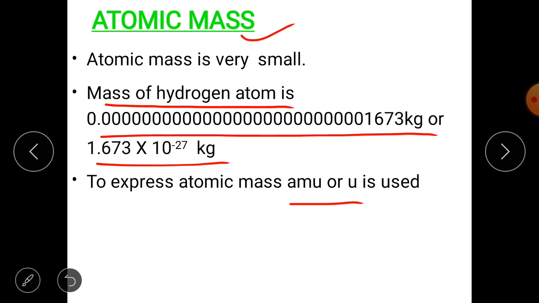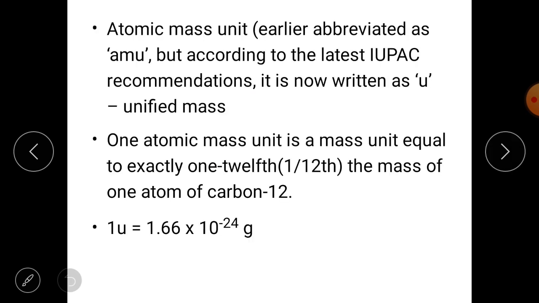So let's explore it. Our next topic is, what is the atomic mass unit? So students, atomic mass unit, which was earlier abbreviated as AMU, but according to the latest recommendation by IUPAC, is written as U, which means unified mass. Now you must have understood that it is the unit which will be used to express the mass of an atom in place of gram, kilogram, because they are very big units when we compare them with an atom.